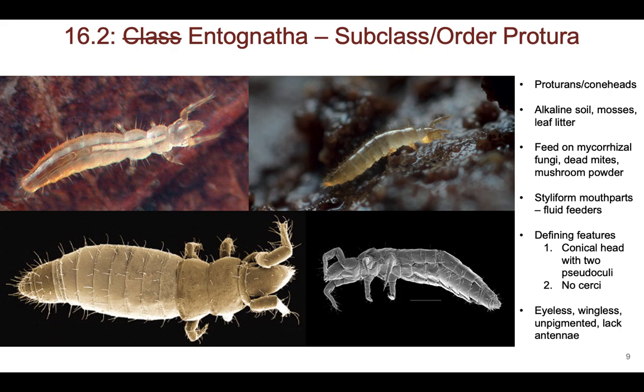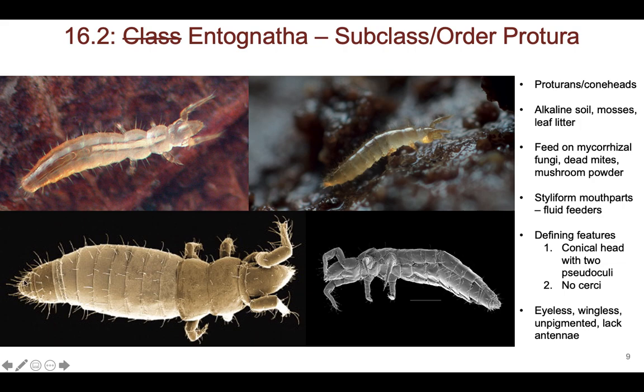In culture, if you're trying to raise proturans in the lab, they'll feed on mycorrhizal fungi, dead mites, and mushroom powder. And they have these styliform mouthparts that kind of stick out. These suggest they feed on fluids. We'll talk about insect mouthparts in a little bit. For the morphology, the defining features of this group are the conehead that I talked about, which has two things called pseudoculi. They're a recently discovered group of organisms, and they don't really know what those pseudoculi do.